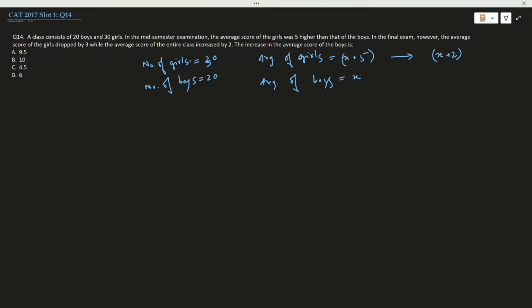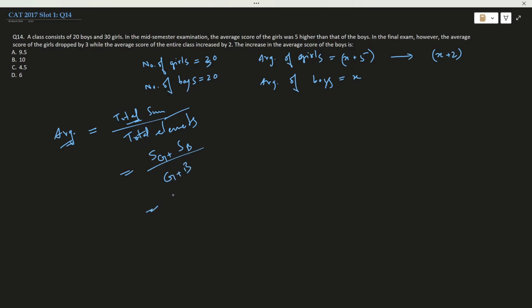Alright, so what is the average of the entire class? Average is basically the total sum by total elements, right? What is the total sum? Sum of the scores of girls plus sum of the scores of boys, by number of girls plus number of boys.